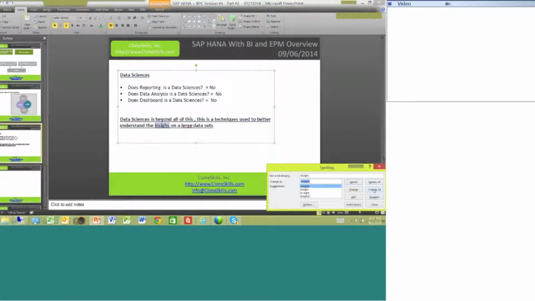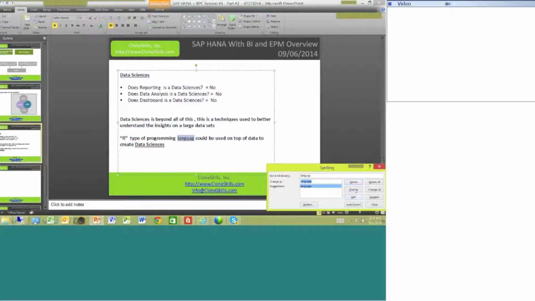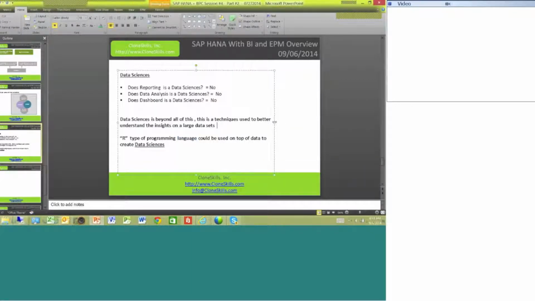The number one programming language I would say we could use to build data science or statistical computing is R, or it could be Python. All kinds of statistical or programming languages could be used on top of data to create data science solutions. So we can use all kinds of programming languages to create data sciences.